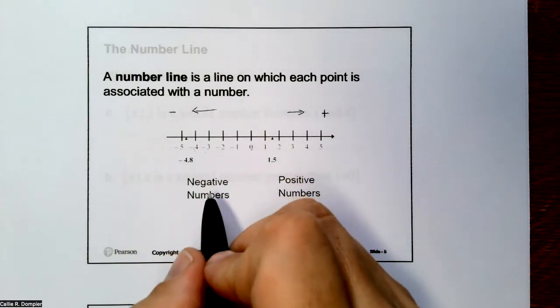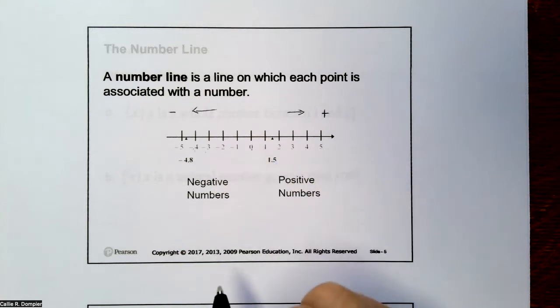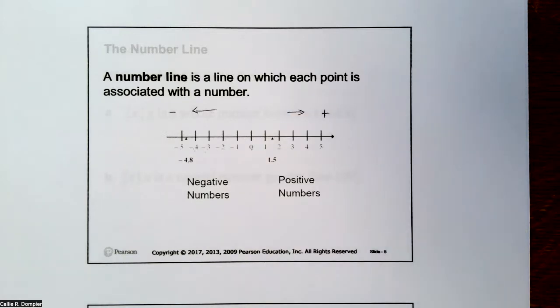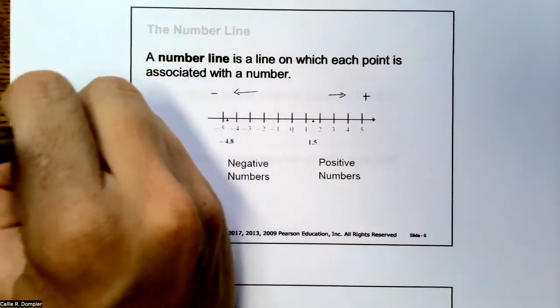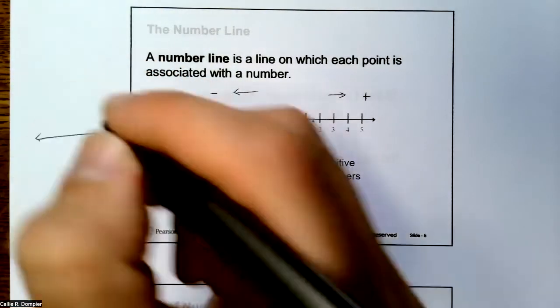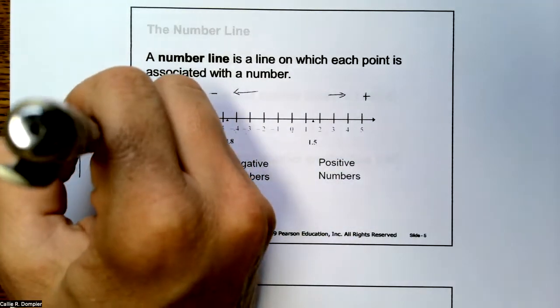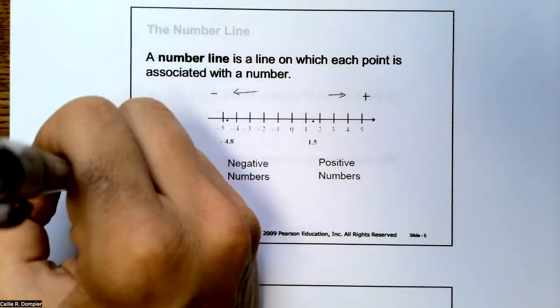Negative 1 is bigger than negative 2. 5 is bigger than 1. The further this way you go, the bigger the number. The further this way you go, the smaller the number. Also, just a note, this is still a number line. And this is another number line.